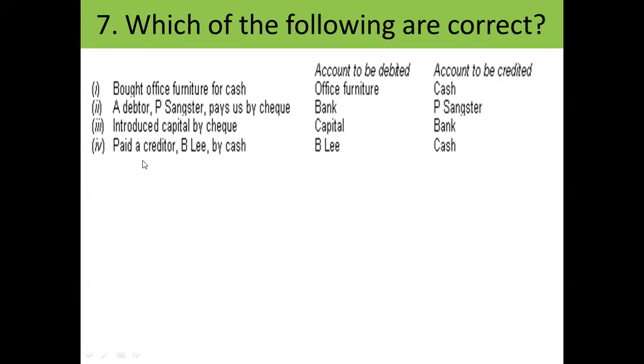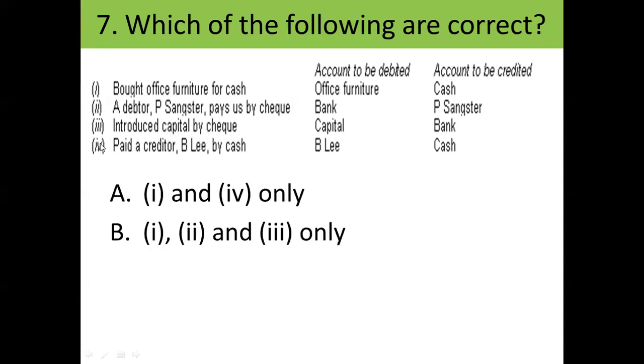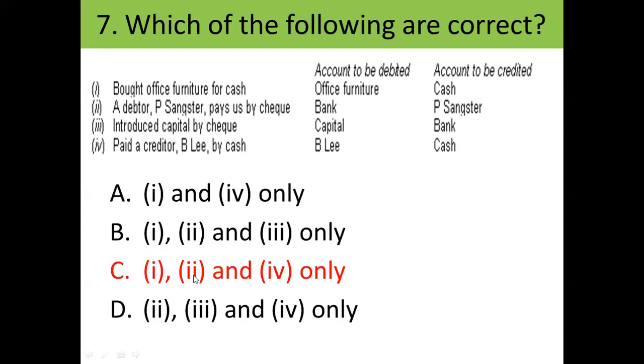Fourth transaction, paid a creditor, Bill, by cash, and we debit Bill and credit cash. This is true because this creditor has been reduced and we debit it, and our money at bank, at cash, has been reduced and we credit that account. Okay, the first transaction, second transaction, and the fourth transaction are correct. Yes, 1, 2, and 4 only are correct.